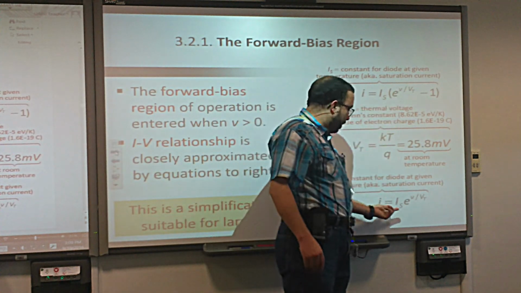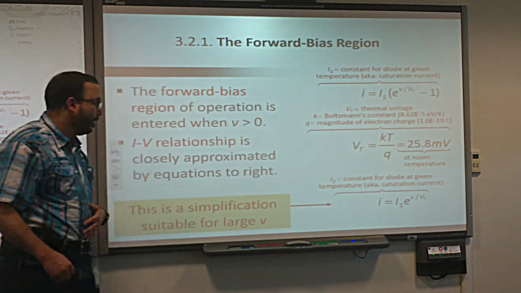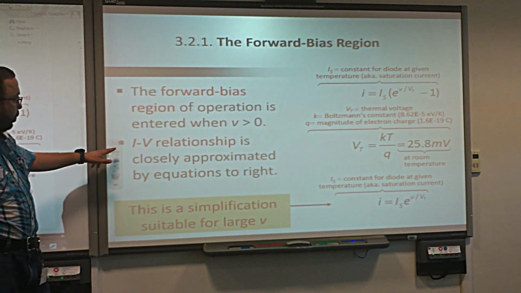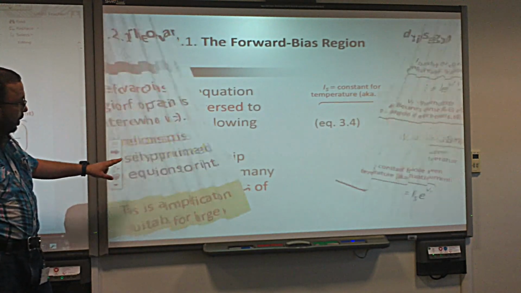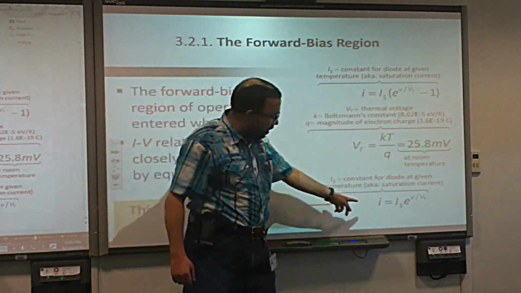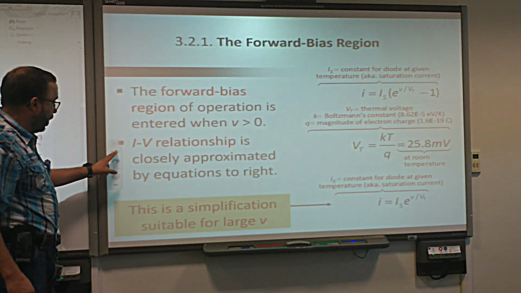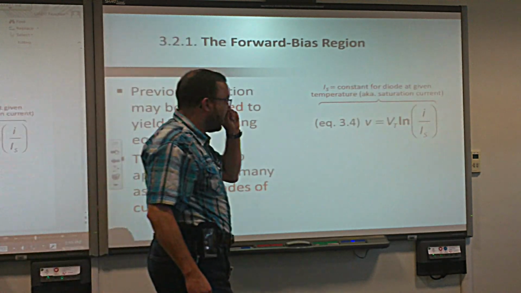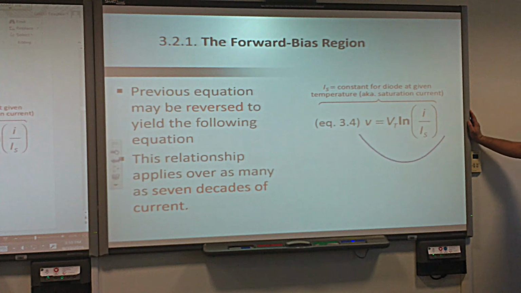If the voltage is a bit higher, we can ignore this -1, and we use that equation for forward bias. Very good. If we take that exponential equation, we can get the voltage versus the current, yes or no? You know how we get this? Simple. Very good. So this equation is quite interesting.